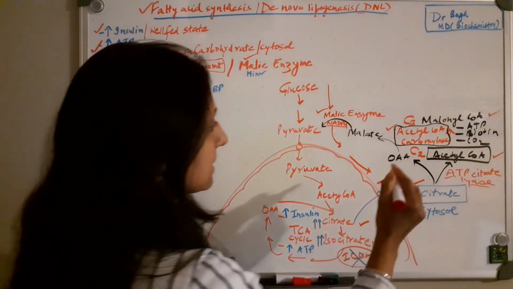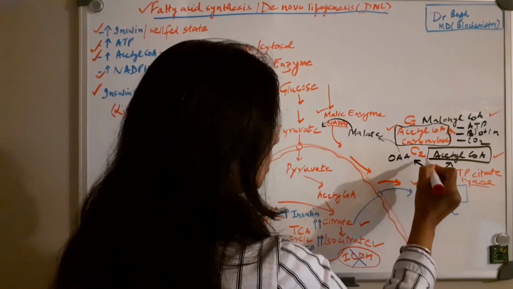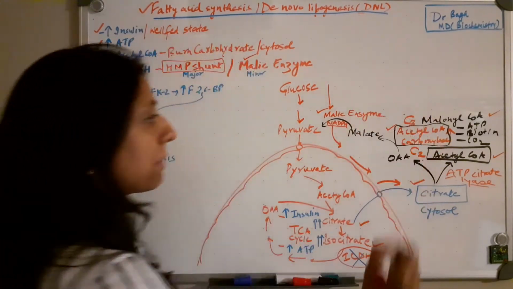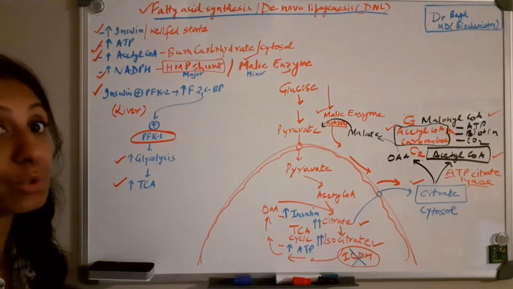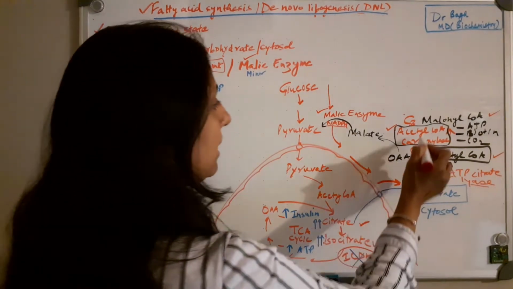But now please understand that with the 2-carbon acetyl-CoA and a 3-carbon malonyl-CoA, your final product, which is a 16-carbon fatty acid, has to be formed. So this makes only 5 carbons.